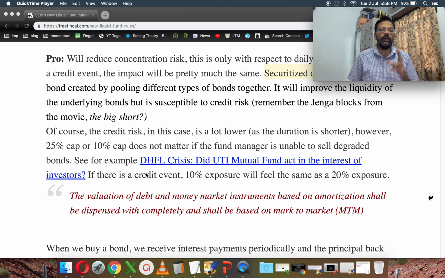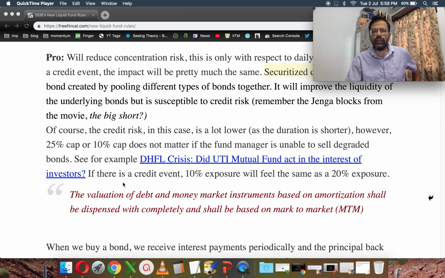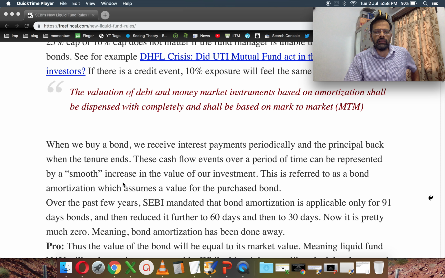The true fair value of the bond in the market will not be reflected in such a nice amortization in the scheme. So what SEBI did was, I think back in 2010 or so, it said only bonds which had a duration of up to 91 days can be amortized. That is, this kind of non-market linked valuation can be applied. They reduced it to 60 days, then they reduced it to 30 days. Now they have made it 0, which means that no bond can be amortized.